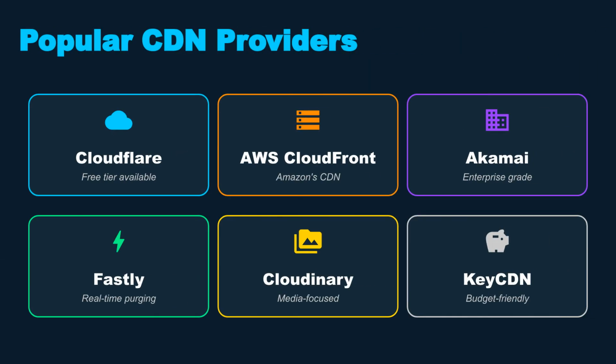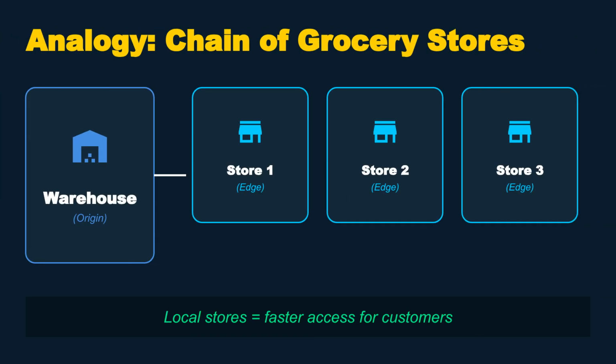There are many popular CDN providers, including Cloudflare with its free tier, AWS CloudFront, Akamai for enterprise needs, Fastly known for real-time purging, media-focused Cloudinary, and budget-friendly KeyCDN. Think of a CDN as a chain of grocery stores. The warehouse is the origin server, and the local stores represent the edge servers. These local stores provide faster access for customers.